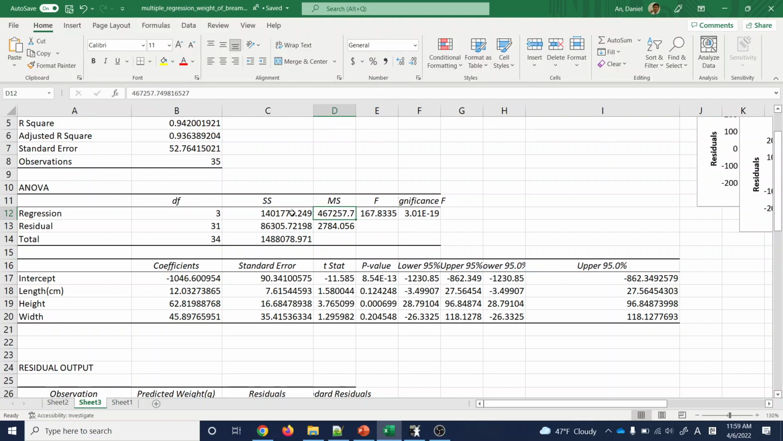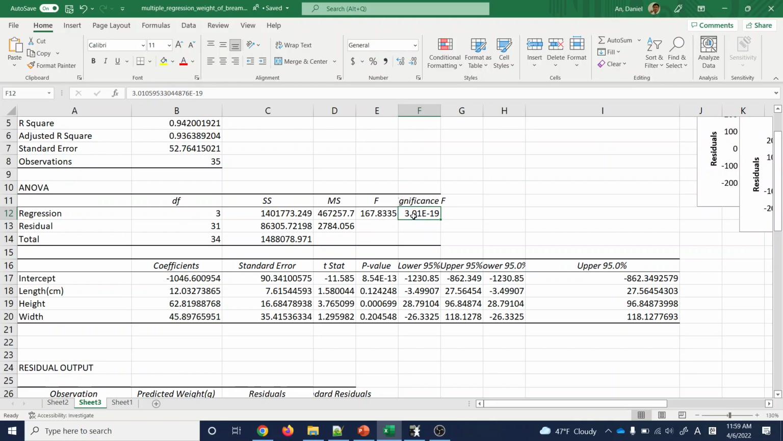MS is simply this divided by this, okay? SS divided by this, okay? This divided by this, right? And F is simply this divided by this. Is that good? F is this divided by this. So you get the F statistic, and the bigger this value is, the less probability it will have. All right, and let me show you how to get this significance F.